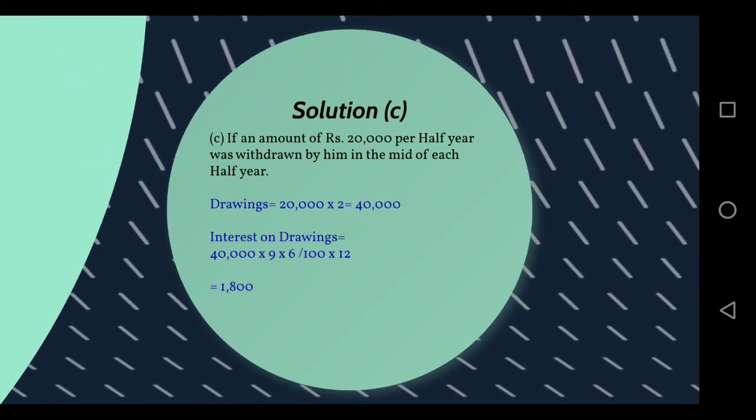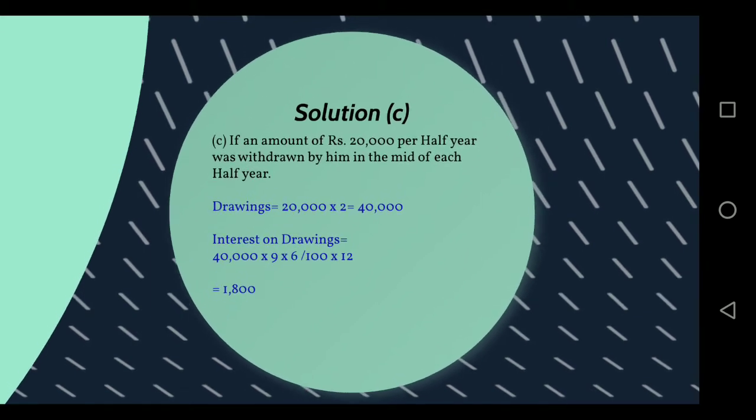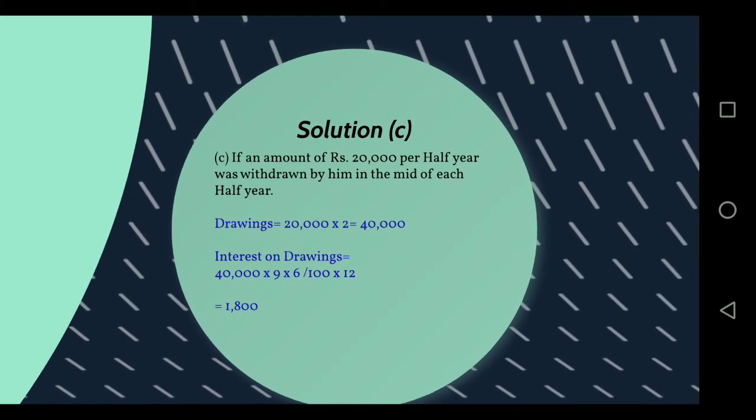Next case was of a half year. If an amount of rupees 20,000 per half year was withdrawn by him in the mid of each half year. This is the case of mid. So the average period in case of mid is 6 months. There will be 2 half years in the year. So his total drawings will be 20,000 into 2, that is 40,000.